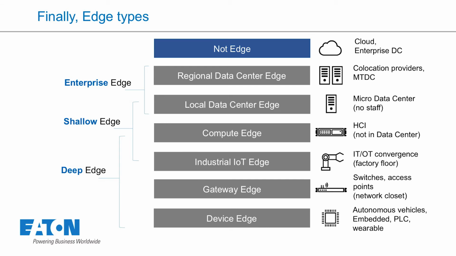And finally, this is to answer the first question of the polling. The IIoT is Industrial Internet of Things, and that's one of the terms of edge computing. So you have there 6 edge computings: regional data center edge, local data center edge, compute edge, industrial Internet of Things edge, gateway edge, and device edge, which is part of the deep edge computing. If you want to group those 4 edge computing types into one umbrella, it would be deep edge.